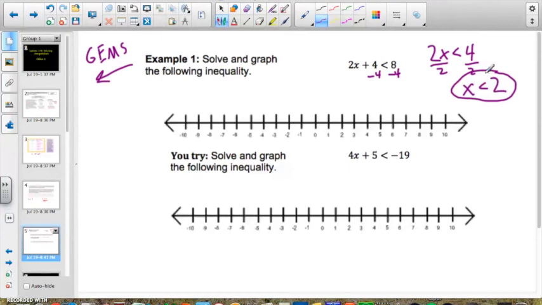So the last thing to do is to graph this. So we are going to look at the number 2. We are going to put an open circle there because we do not have the line underneath it. And our variable is on the left just like we need it. So we are going to shade in the direction of the arrow to the left.